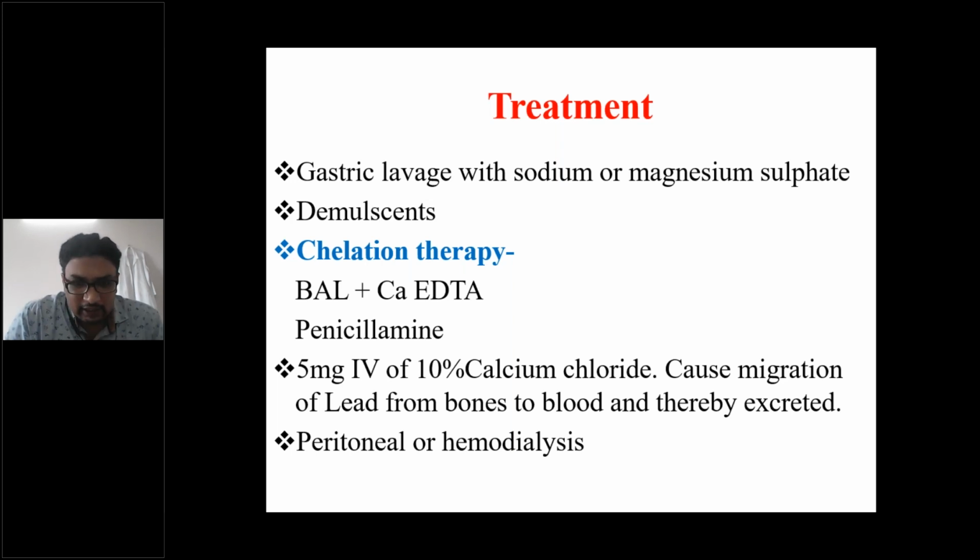And then finally, if it is mixing with the blood and with everything, then one more option we have is dialysis. It can be peritoneal dialysis or hemodialysis. So the treatment aspects: gastric lavage, demulcents, chelating agents (BAL, calcium EDTA, penicillamine), then 10% calcium chloride, and finally dialysis.